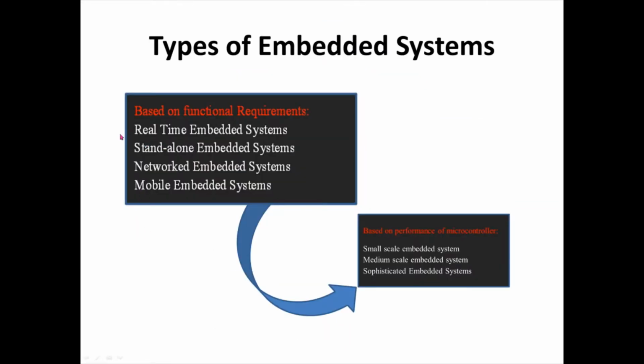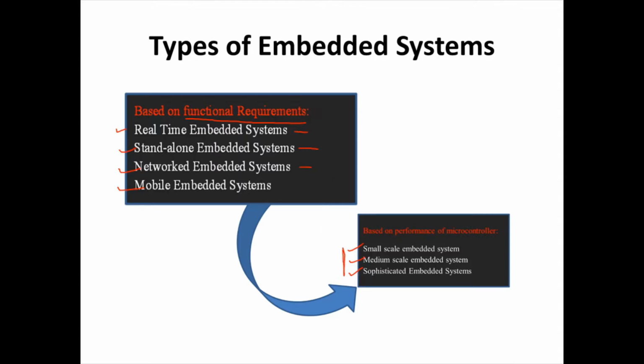Here you see we have different types of embedded system based on the functional requirement of an embedded system. Based on the functional requirement, we have real-time embedded systems, standalone embedded systems, network embedded systems, and mobile embedded systems. Now let's see the examples one by one. A real-time system can be small scale, medium scale, or a sophisticated embedded system.